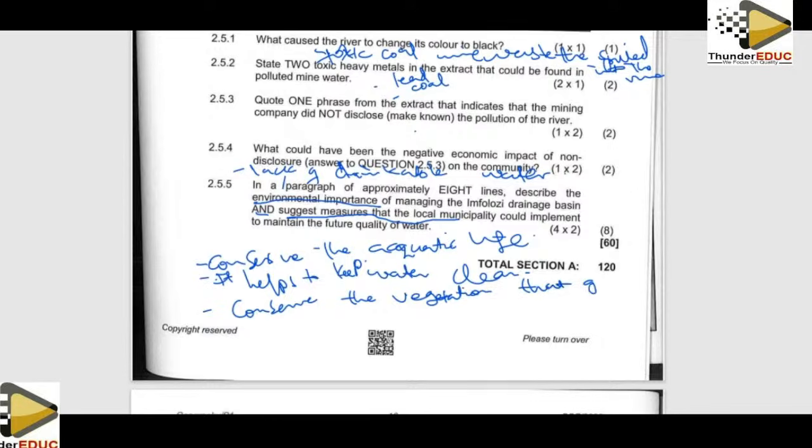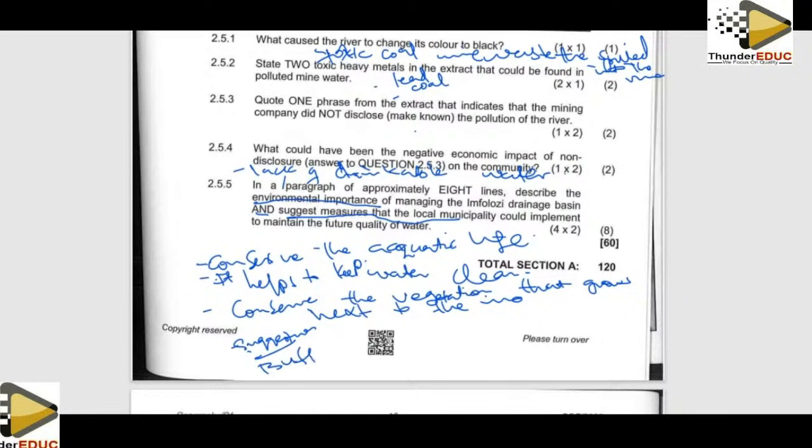Remember, the question says paragraph, so it should be written in paragraph format, despite the fact that I'm outlining it. So those are the importance of managing. If you manage it, all this will happen. The next one is measures for the local community to implement so that in the future they can have better quality water. The first one, under the suggestions, is going to be buffering of the river. So when you buffer the river, you're protecting the river.